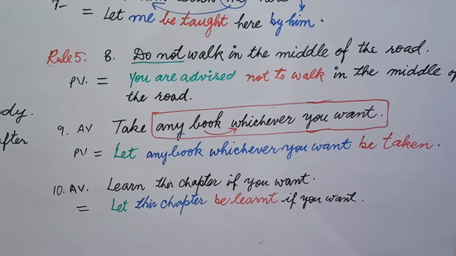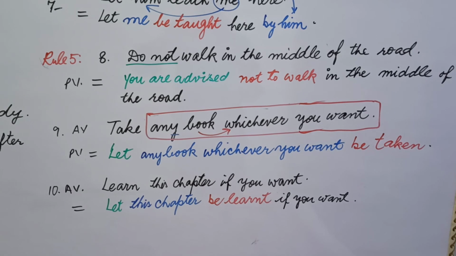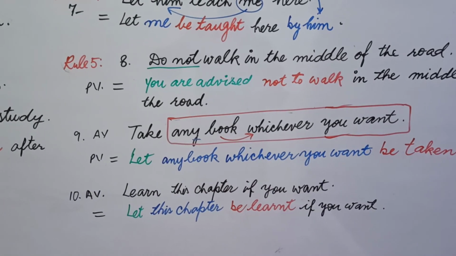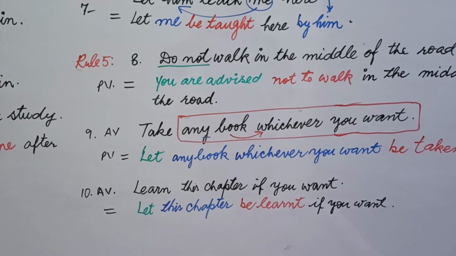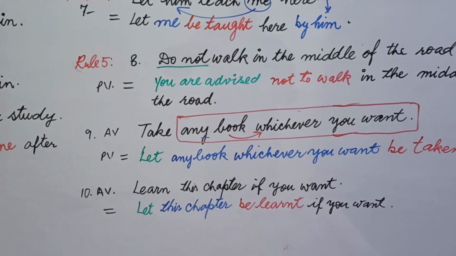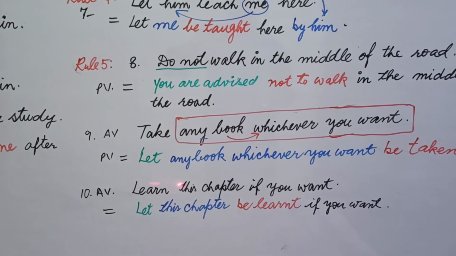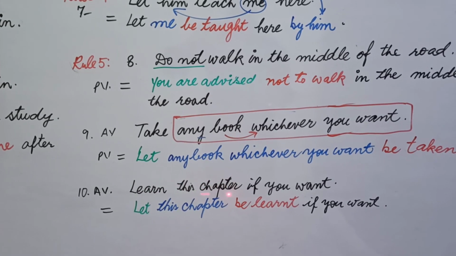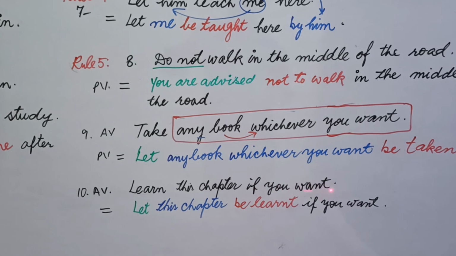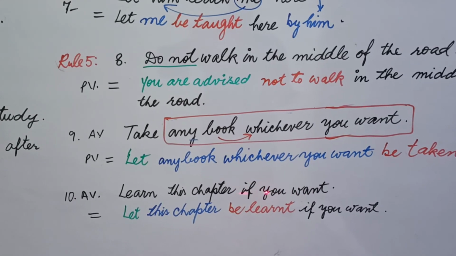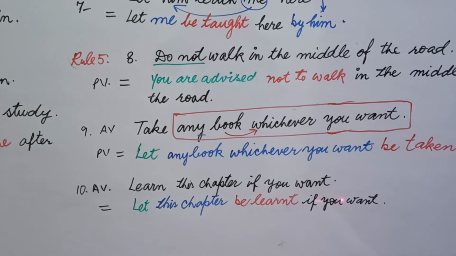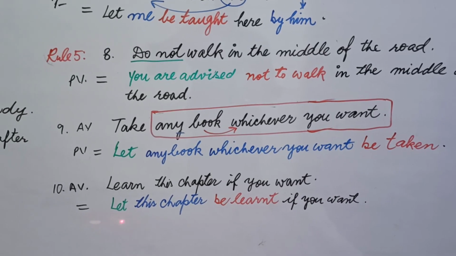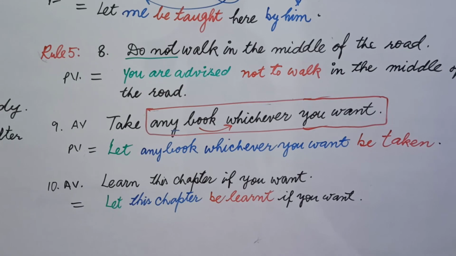A student sometimes gets confused when they see such a long part of the sentence and they fail to identify which is your object properly. Your object is the noun or pronoun just after your verb, and this is this chapter. And if you want, this is another clause. Don't be confused. You pick it and write it in the end as it is. And you follow your rule. Let this chapter be learned if you want.